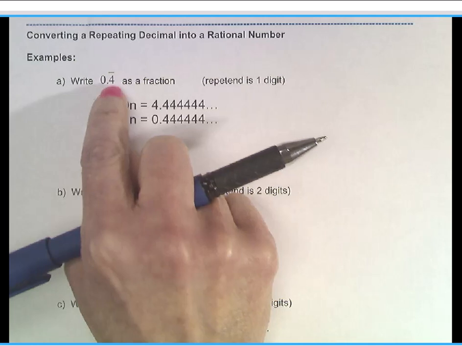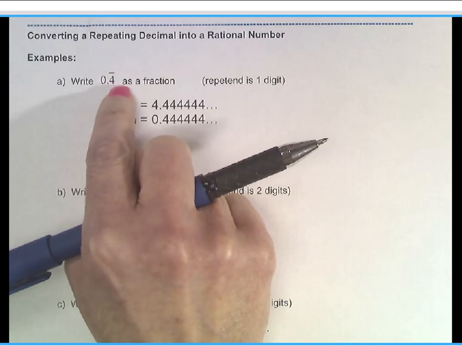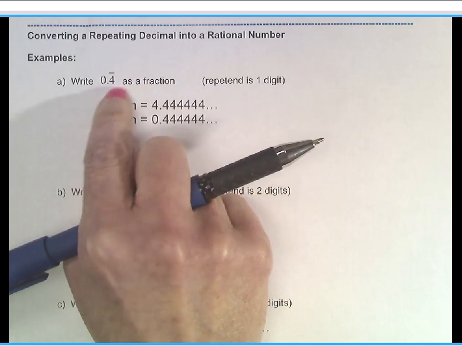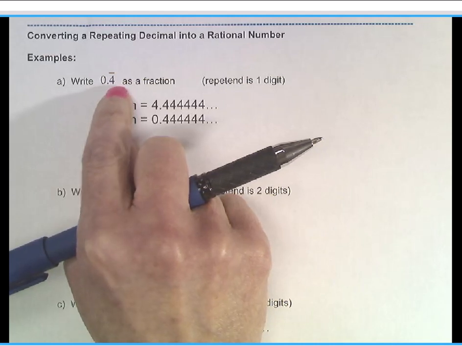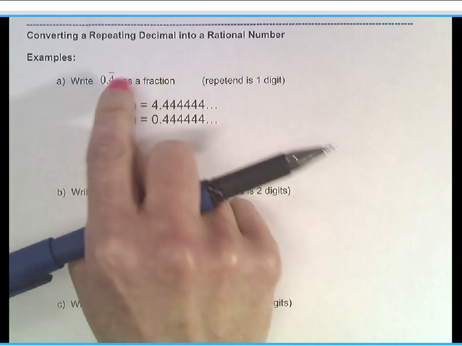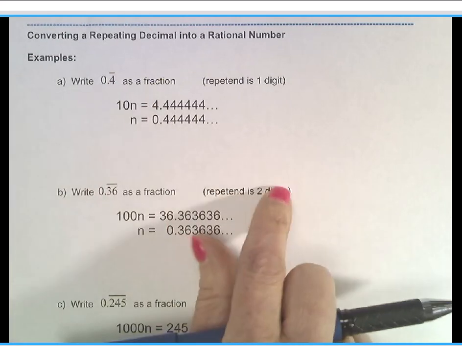If I want to move my decimal past one block of the repeating numbers, if it's only one digit, I just need to move my decimal one place. So how do you move your decimal one place? You multiply by 10. If you want to move the decimal two places, you multiply by 100. If you want to move the decimal three places, you multiply by 1,000. So I'm wanting to do a little math magic here, so I just want to move this decimal over one place, so I'm going to multiply by 10.